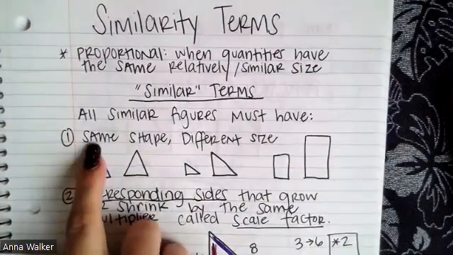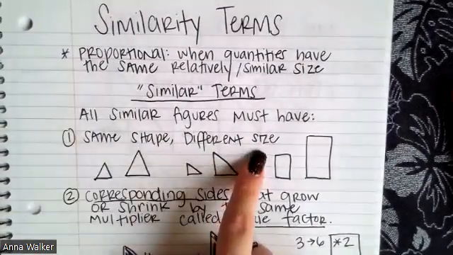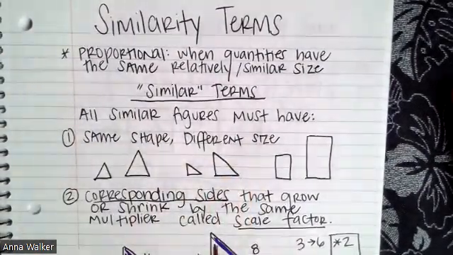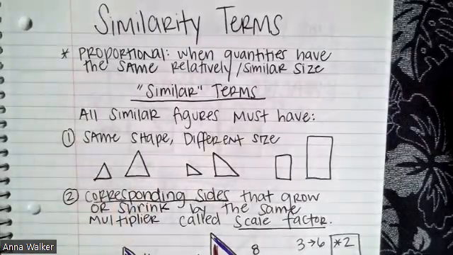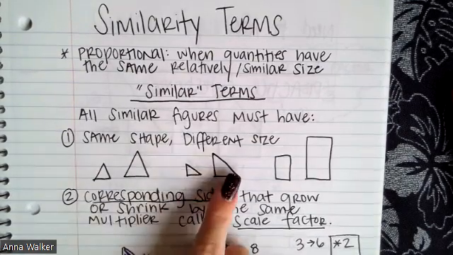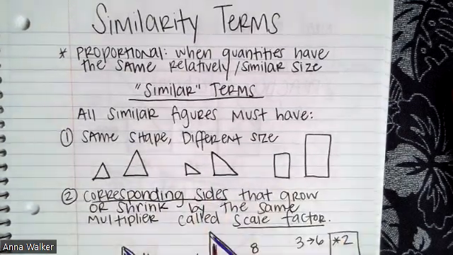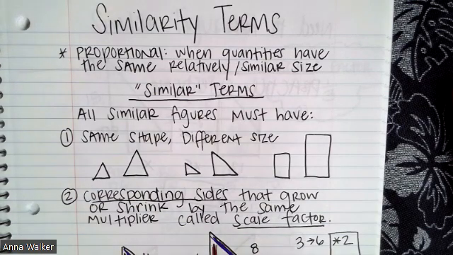The first thing is they need to have the same shape, but they need to be different sizes. So they need to be the exact same shape. They both need to be equilateral triangles, or they both need to be isosceles triangles, or they both need to be right triangles, or they both need to be rectangles, or they both need to be trapezoids, or they both need to be right trapezoids. They have to be the exact same shape. They just have to be different sizes. One has to be larger, one has to be smaller.